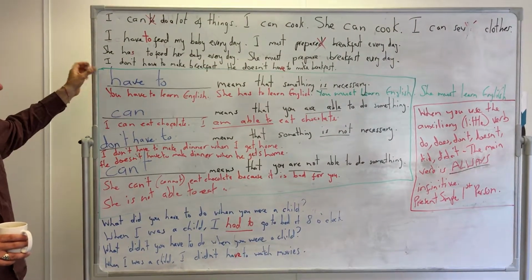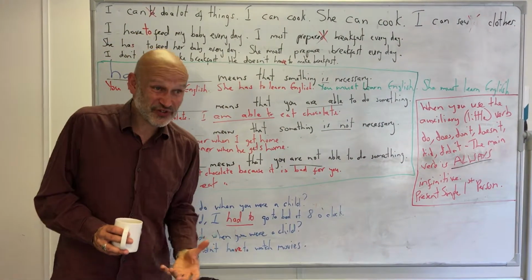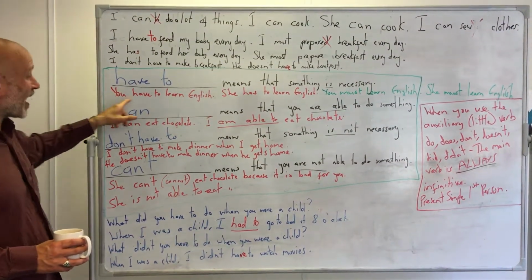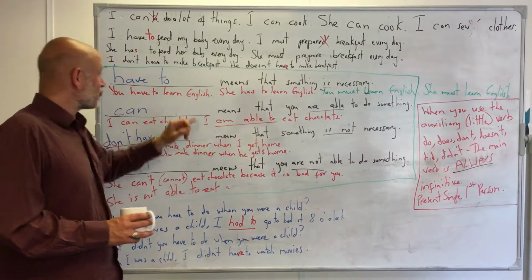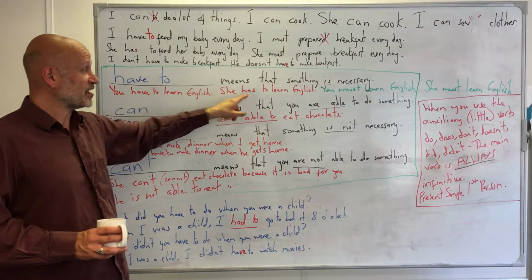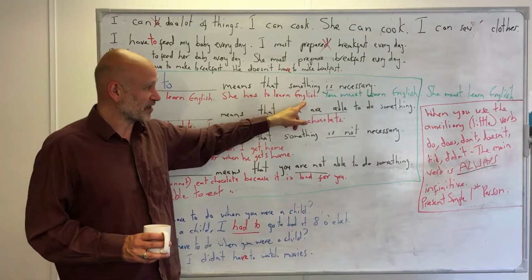have to means that something is necessary. If you have to do it, you have to do it, yeah? Here are some examples. You have to learn English. And remember, when we're using have to, if it's she, you have to put it in the third person. She has to learn English.